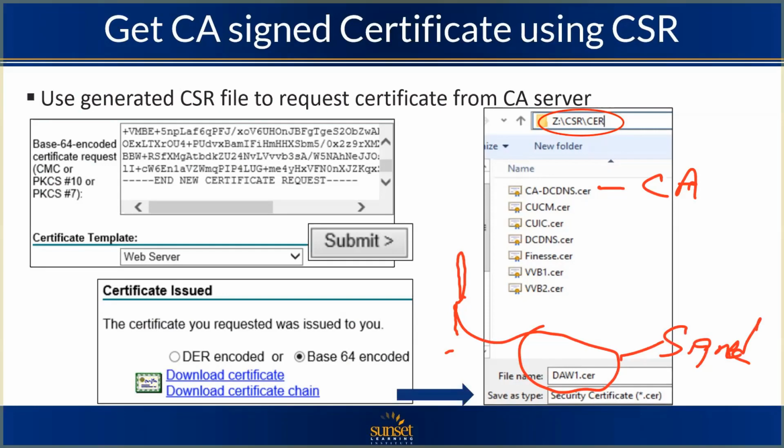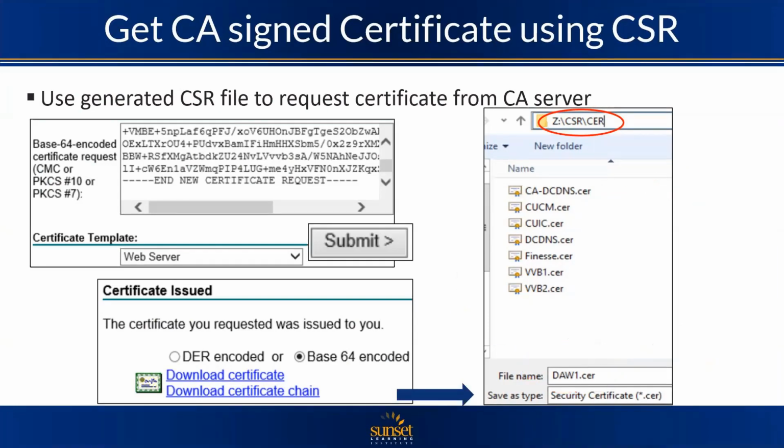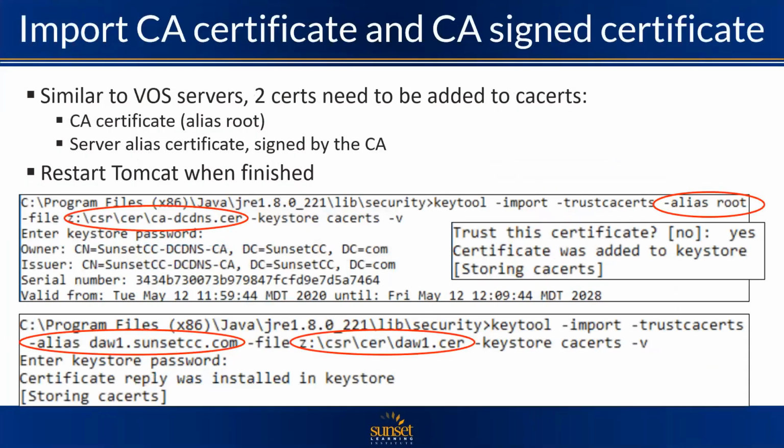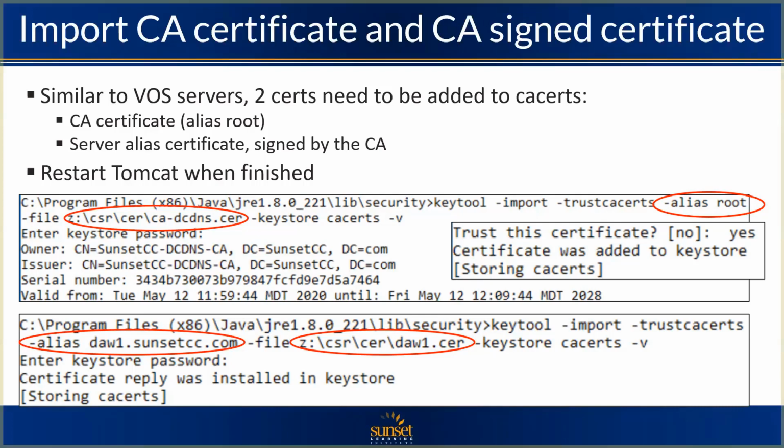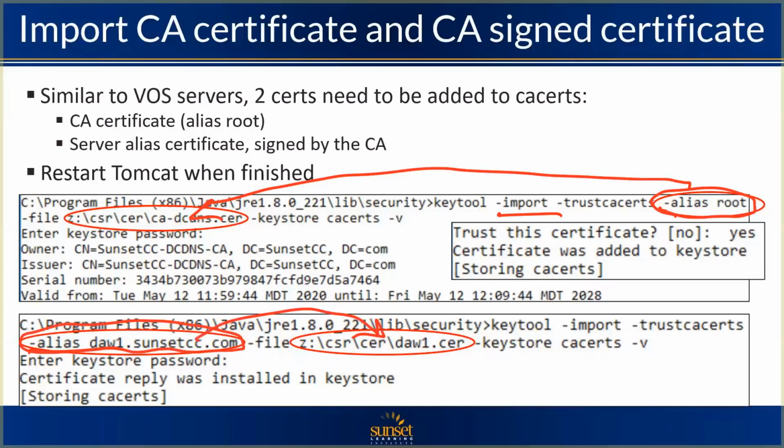And both of these certificates, if I'm using a certificate authority server, have to be shoved back into my ICM server. So just like our VOS servers, what we've got to now do is turn around, use this keytool command, and actually import two of those certificates. One certificate has an alias of root. That's my CA certificate. One certificate has an alias of my fully qualified domain name. That's my other signed certificate that I'm importing.